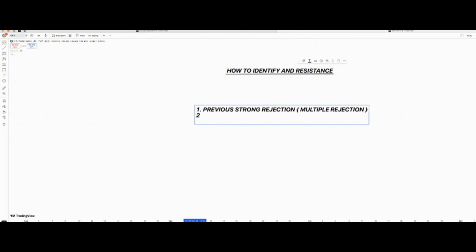The second thing to look out for is impulsive moves, which is still rejection. Impulsive moves mean price wants to leave that area immediately. It must be a swing high or a swing low.